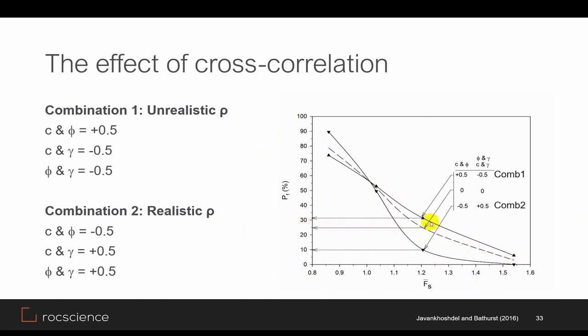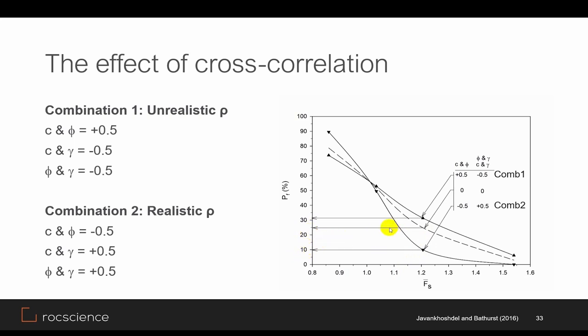The line on top considers unrealistic cross-correlation coefficients. So that means we're using here positive 0.5 value between C and phi, negative 0.5 between phi and unit weight, and C and unit weight. And the line on the bottom considers realistic cross-correlation coefficients, which means negative 0.5 between C and phi and positive between the others. And the effect we see is that if we consider realistic cross-correlation coefficients, our probability of failure becomes more accurate, it goes down. So in this example, it went from 25% to 10%.